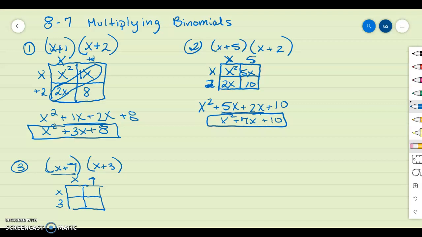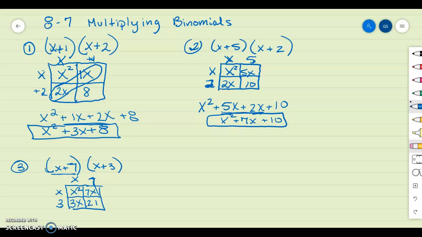So x times x is x squared. 7 times x is 7x. 3 times x is 3x. And 3 times 7 is 21. So we're just doing like a multiplication table. X times x goes right into the first box. X times 7 is over here because the 7 is on top and the x is on the left.